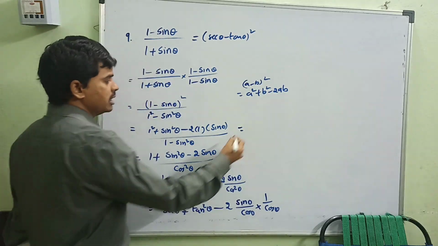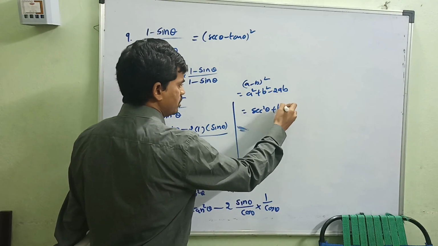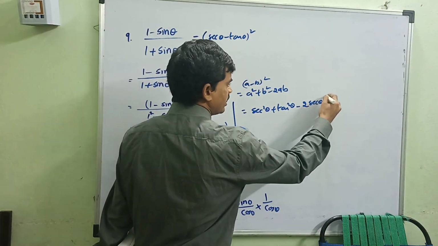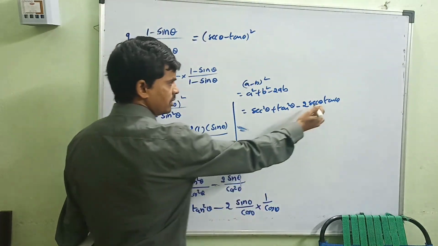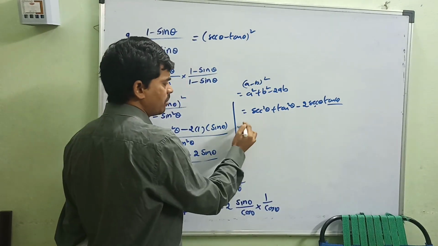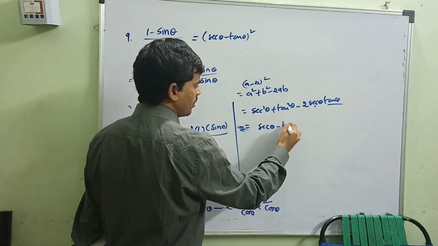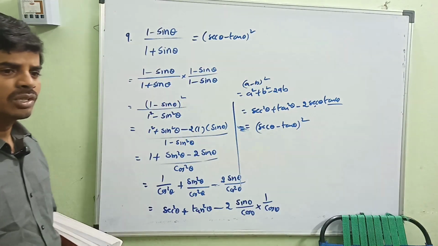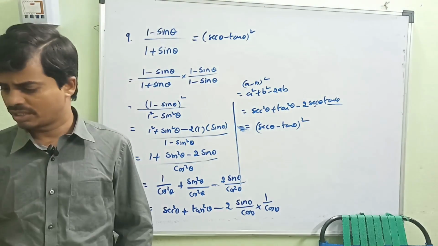Now the terms we will get are secant square theta plus tan square theta minus 2 secant theta tan theta. Sin by cos is tan, 1 by cos is secant. Now it is in the form of a square plus b square minus 2ab. So it is (secant theta minus tan theta) whole square. This is the way we should solve. So copy it down. It is an important question.